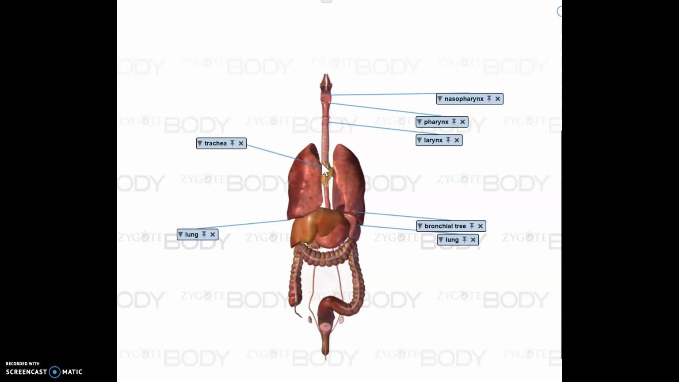At the end of the trachea, it will branch off into bronchi. Bronchi are the main passageway into our lungs. They are like a highway for our gas exchange, also part of the conducting zone of the respiratory system.